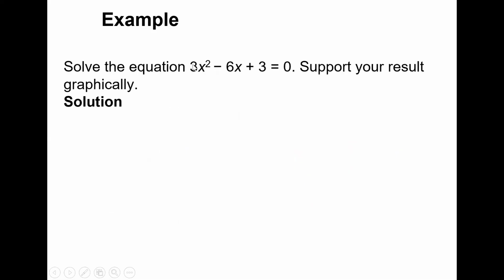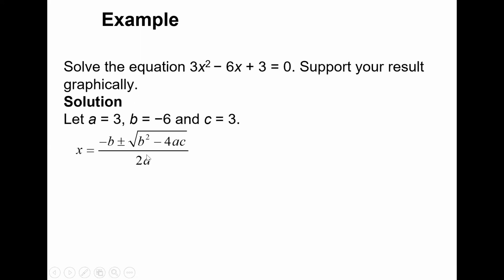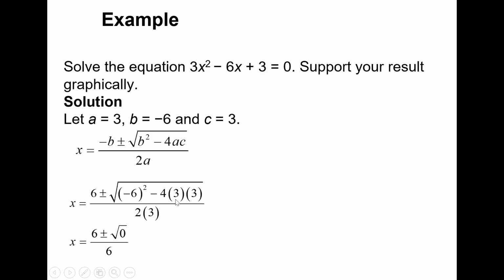What about this one? Again, a is 3, b is -6, c is 3. Plug those all into our formula: x equals negative b plus or minus the square root of b squared minus 4ac over 2a. Memorizing this is really going to help you solve all kinds of quadratic equations. So we plug all those values in and simplify. Well, guess what? When you plug all that in, you get 0 under the root. So it's just 6 over 6, which is just 1. So that's our solution to this one.